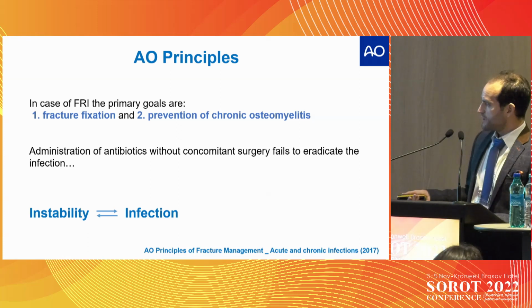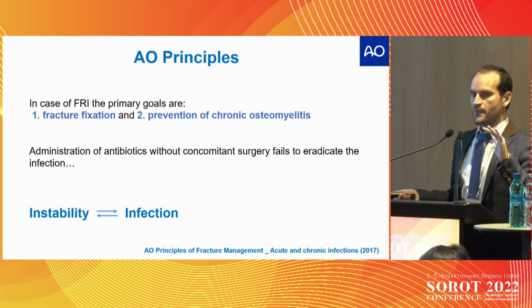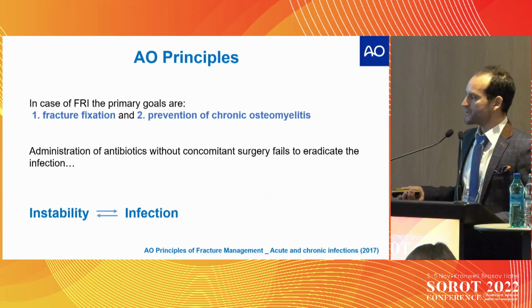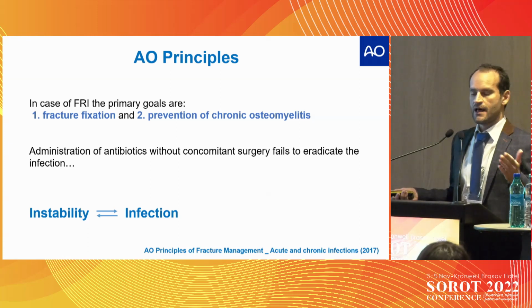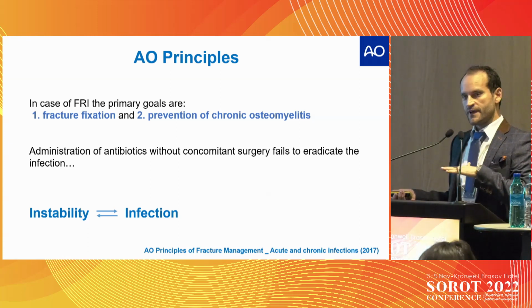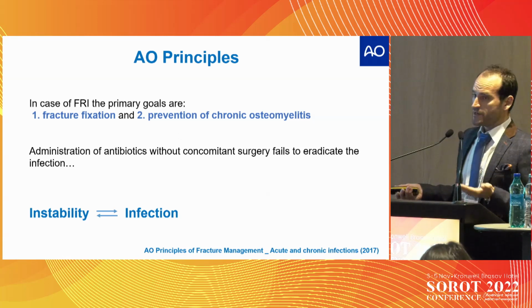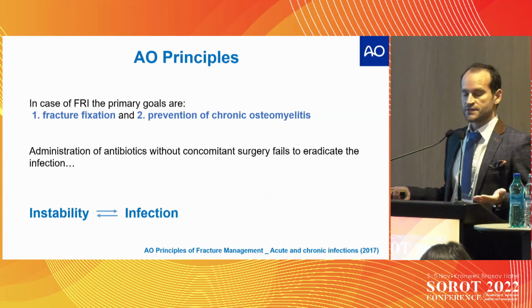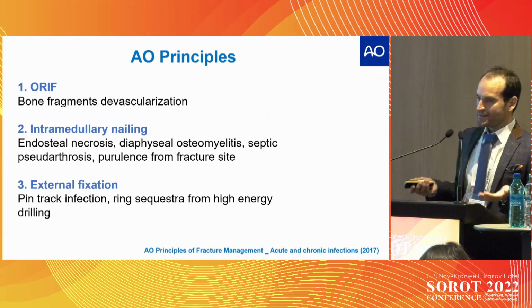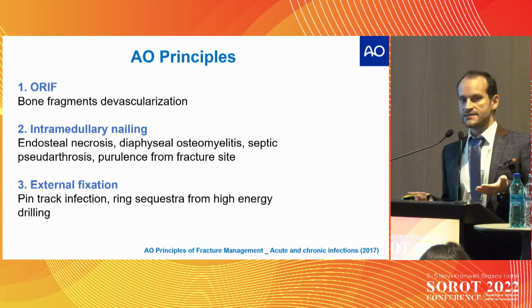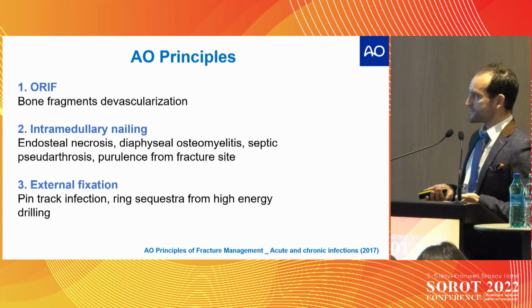This is what I was telling you. We have to preserve a very soft balance between instability and infection. If we have instability, we will not have a treatment of the infection, and on the other way, if we have an infection, then you have a pseudoarthrosis. So we have implants that are infected, and at the same time, these implants are very important for the stability. And how do we keep this balance?